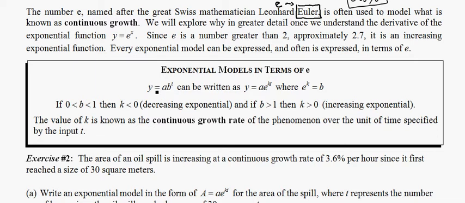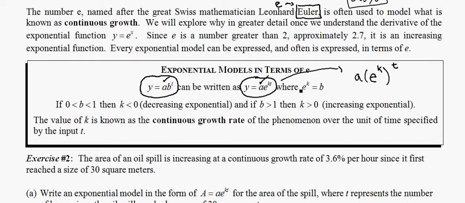And very often what happens is that we take a model that would normally be written as y equals a times b to the t, and we write it as y equals a times e to the kt. Now, obviously, by looking at these two equations, you can tell that the a's are the same. So it must be that if you think about this, we have a times e to the k, all raised to the t. That means that e to the k is equal to b.